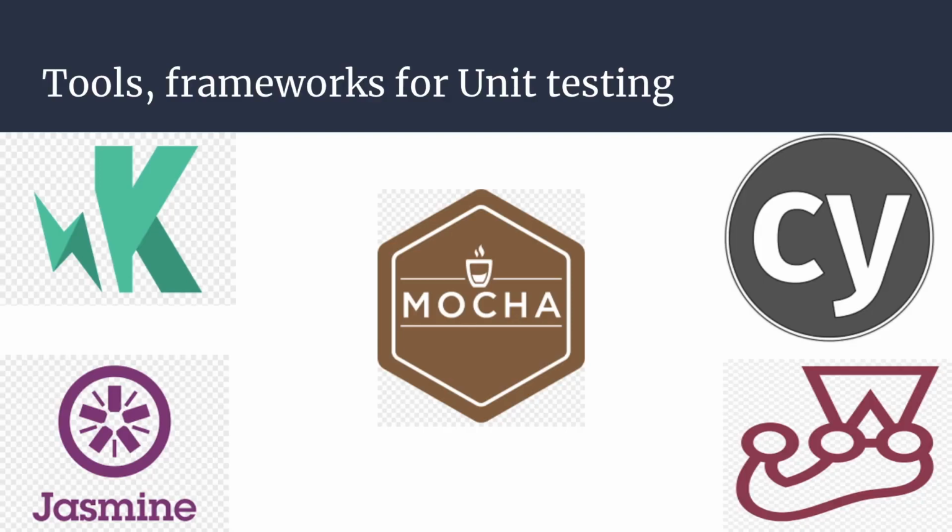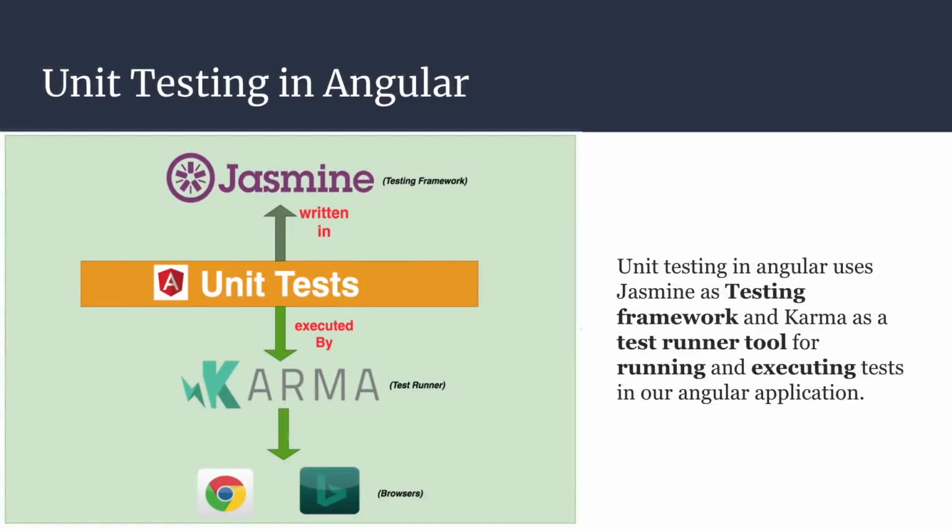Let's understand how this works for Angular. Unit testing in Angular uses Jasmine as the testing framework and Karma as the test runner tool for running and executing the tests in our application. For example, if you want to write test cases in Angular, we always prefer to write them using Jasmine, and they will be executed by Karma. The results are rendered in your browser, and you can check how many test cases have passed and how many have failed. It is also used to debug our test cases in the browser. So that's how unit testing in Angular works.